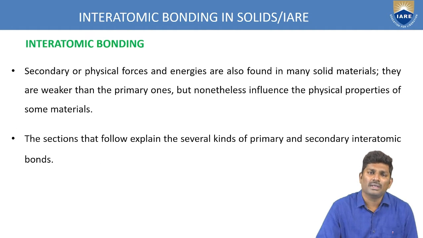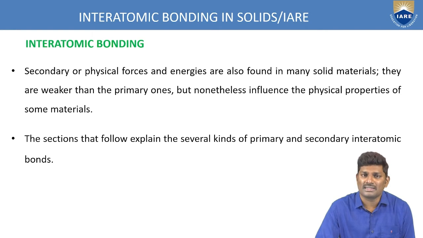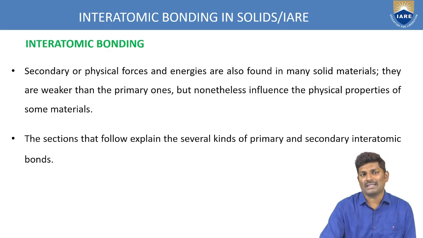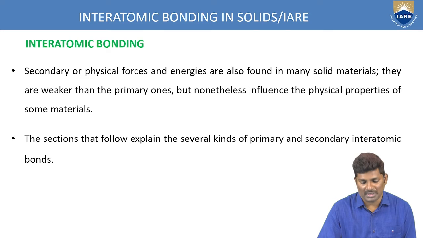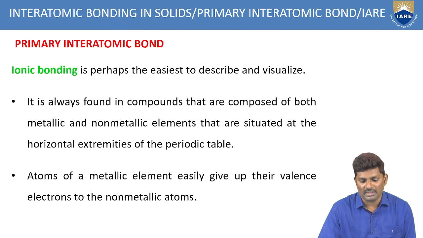Secondary bonding is very low in strength and also has a very low melting point. So materials with secondary bonding are not used in major applications. Mainly in mechanical applications, secondary bonding is not that useful. Now we'll see the different kinds of primary bonding.